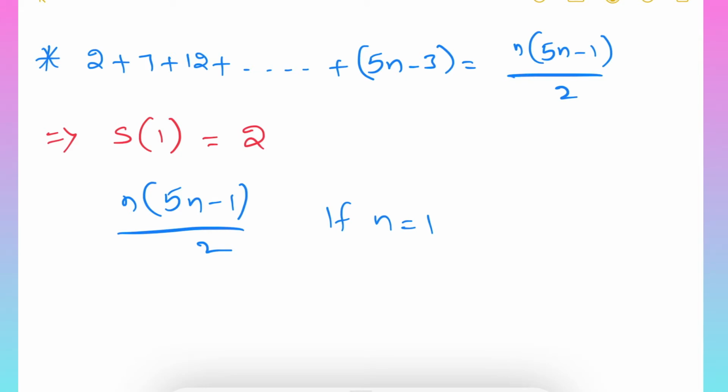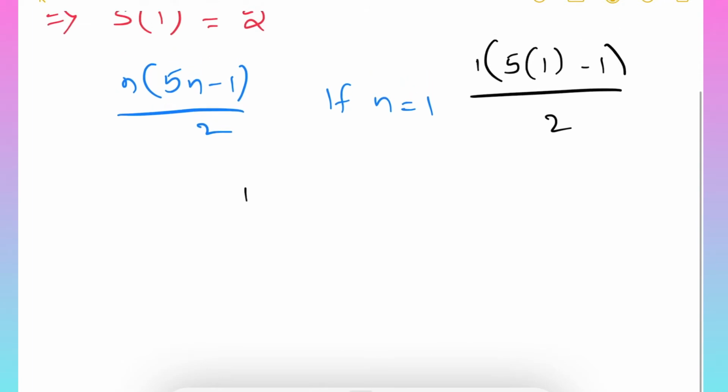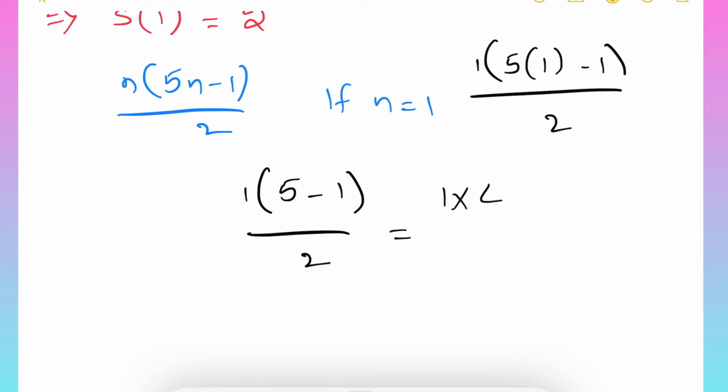So we get 1 into 5 into 1 minus 1 whole divided by 2. 1 as it is, into 5 ones are 5, minus 1 whole divided by 2, which equals 1 into 5 minus 1, 4, divided by 2. If you do cancellation, 2 ones are 2, 2 twos are 4, so we remain with 2.